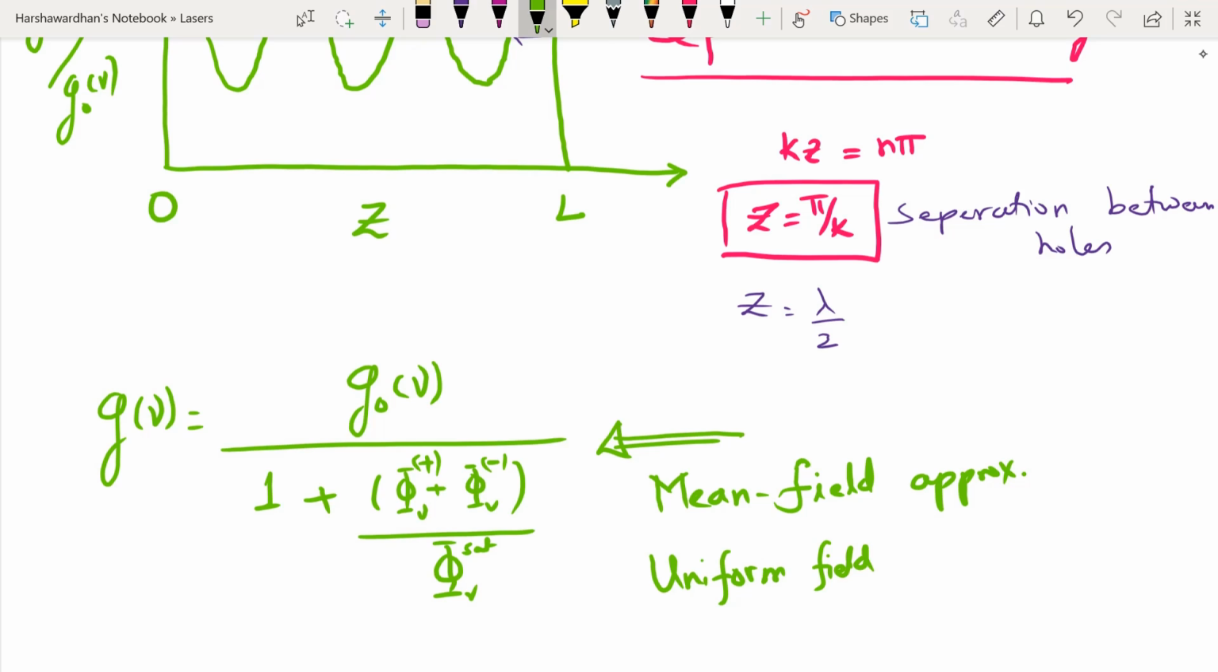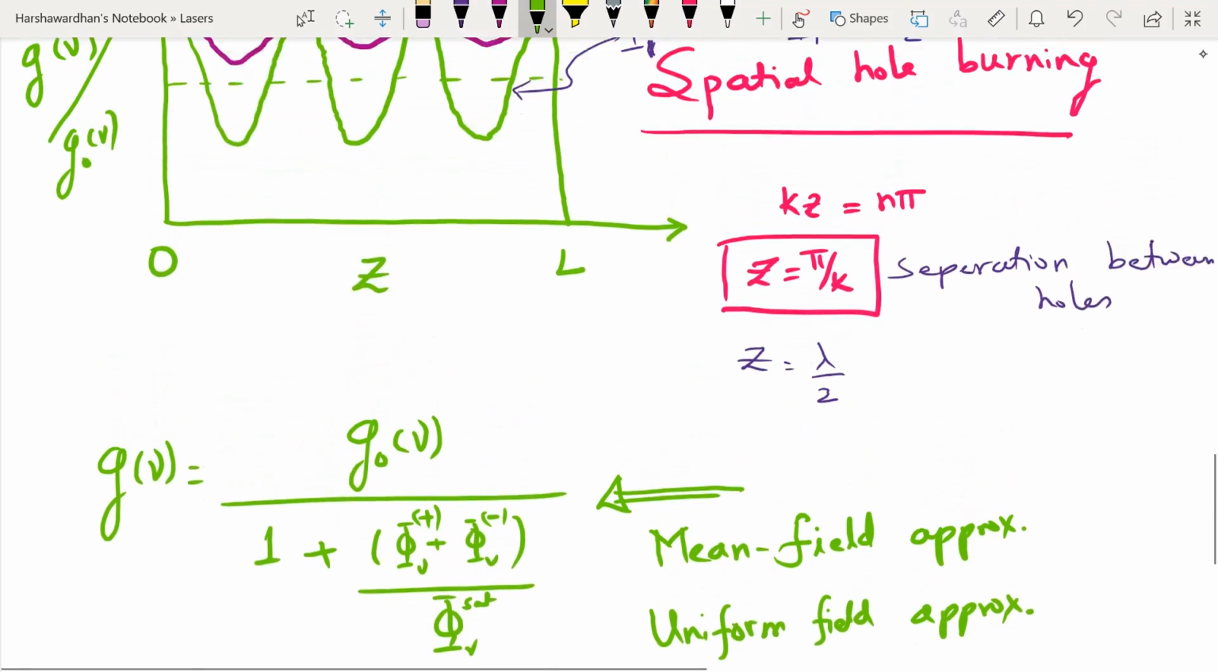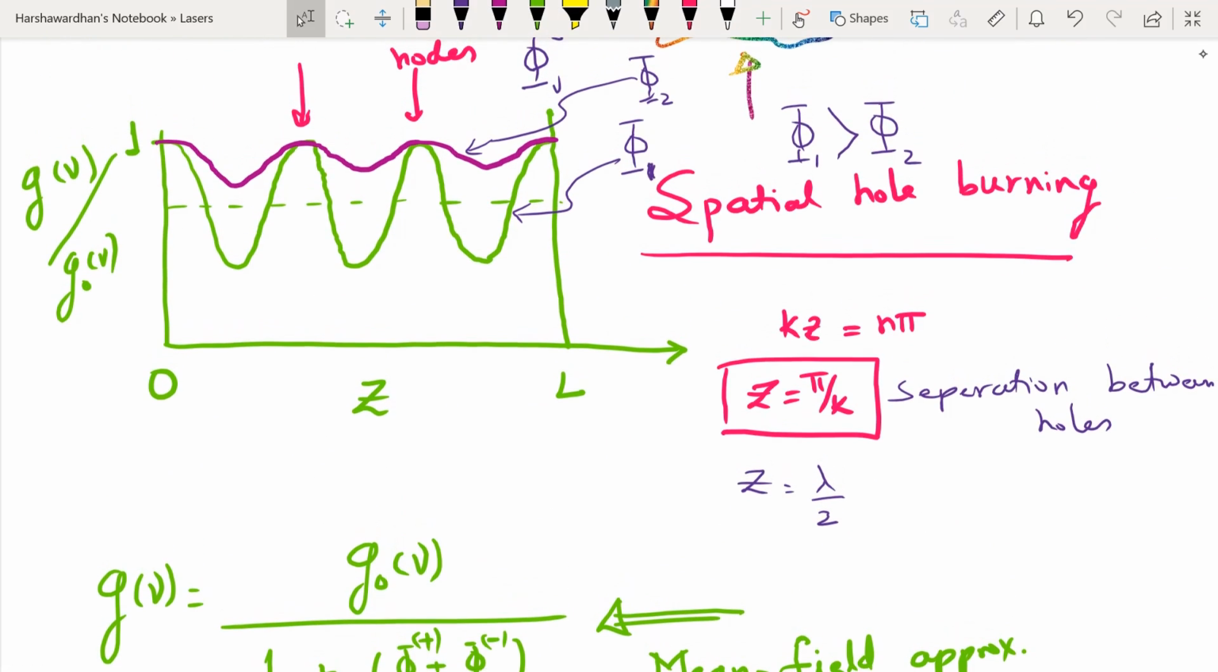Even though there is an inbuilt structure to the field, I am approximating it by a uniform field across the gain length. Obviously, because of spatial hole burning, the gain that we were considering has actually reduced from that value to this value, right? This reduction of the gain because of spatial hole burning is the consequence of this spatially varying saturation of the gain. So that is something to keep in mind.